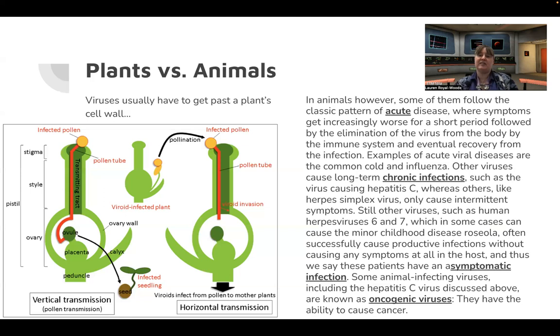However, things like the flu, we do have vaccines for that, and that's a good thing, because it is like predicting the weather, and I'll get into that when I talk about vaccines in a minute. So other viruses cause long-term chronic infections. This is like hepatitis C. This is like all the herpes variations. Like 6 and 7, which can cause mild childhood disease like roseola. But then later on, there's chicken pox, and then it turns into shingles later in life.